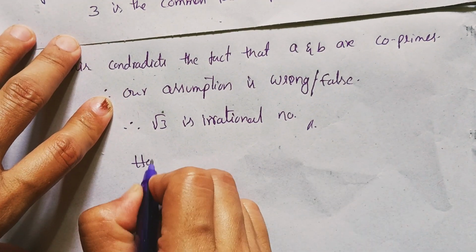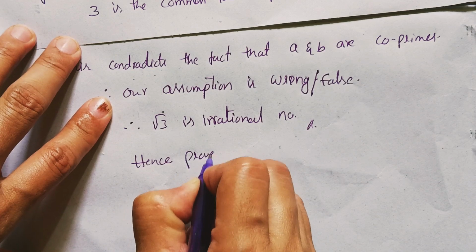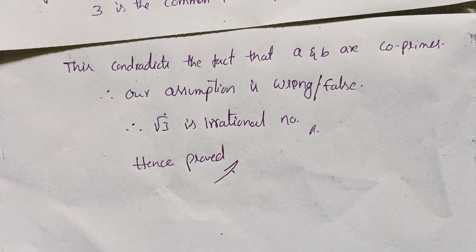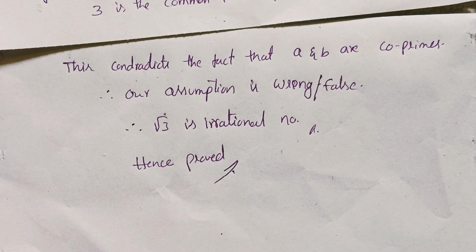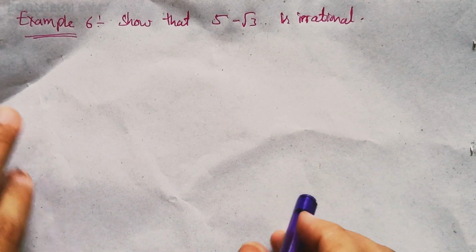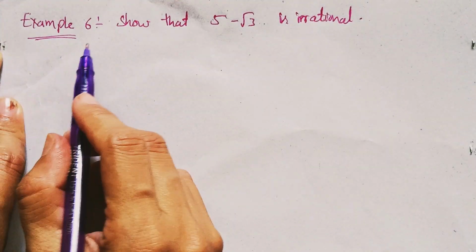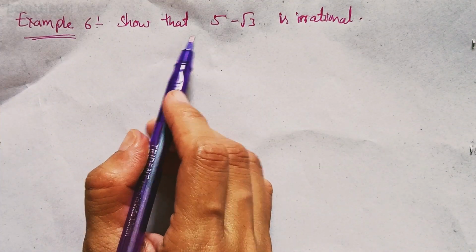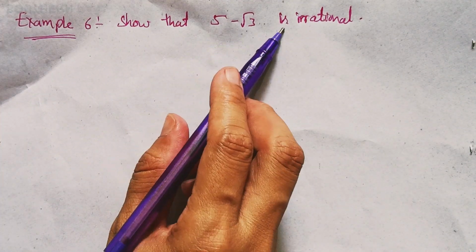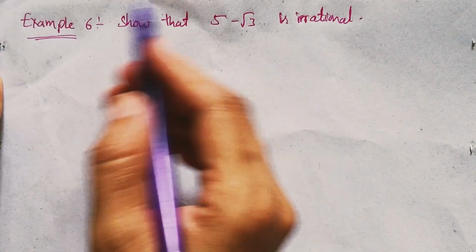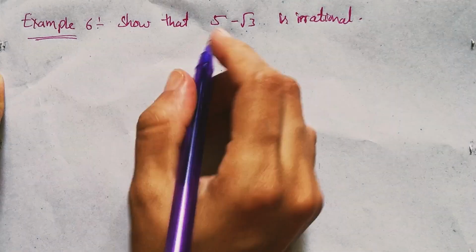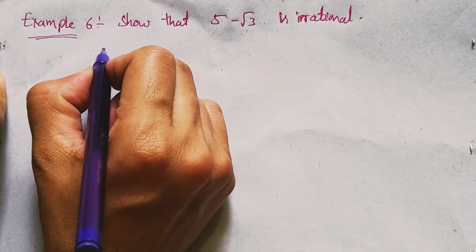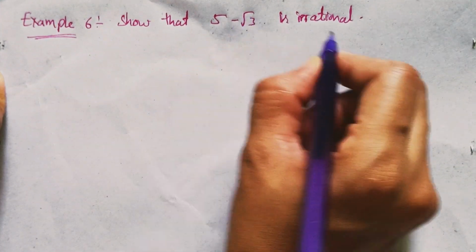So hence proved. Okay guys, have you understood this one? Now we'll see the next example, which is: show that 5 minus root 3 is an irrational number. Now we have to prove that 5 minus root 3 is an irrational number. So for this, we assume 5 minus root 3 is a rational number.